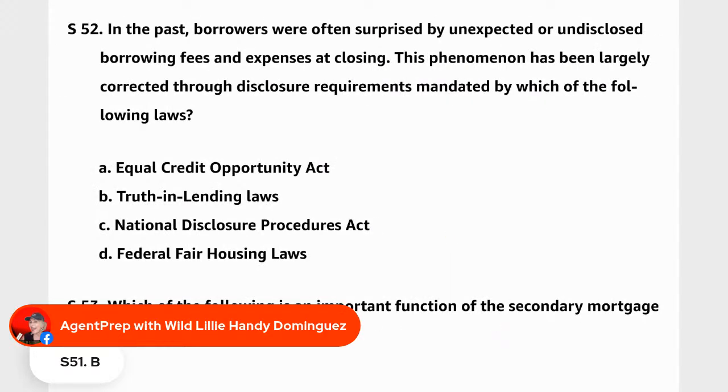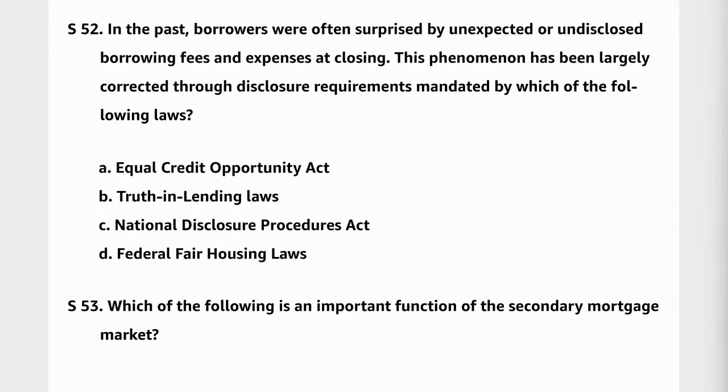All right, number 52. In the past, borrowers were often surprised by unexpected or undisclosed borrowing fees and expenses at closing. This phenomenon has been largely corrected through disclosure requirements mandated by which of the following laws. So today they're called closing disclosures, right? CDs, not a CD, a certificate of deposit at a bank, to make money. So CD, closing disclosure. So this phenomenon has been corrected through disclosure requirements mandated by which of the following laws?